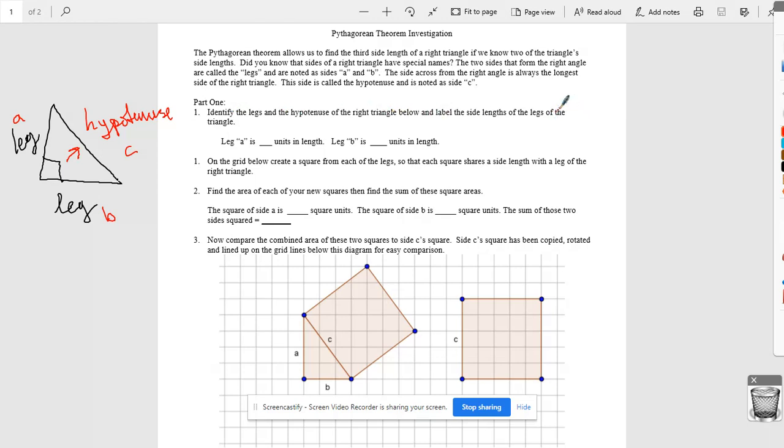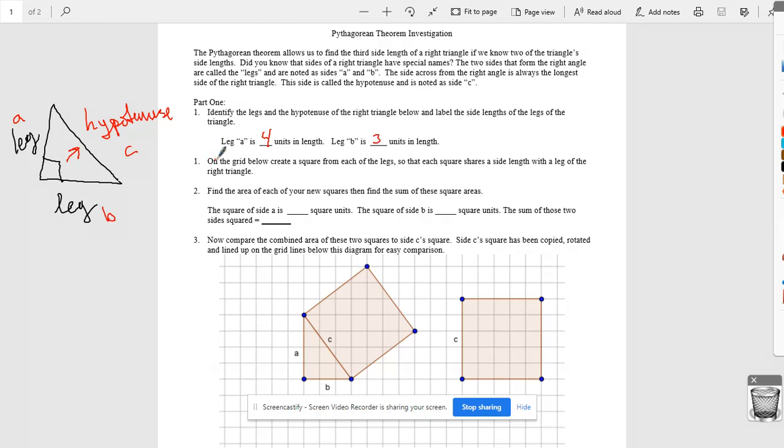So part one, identify the legs and the hypotenuse of the right triangle below and label its side lengths of the legs of the triangle. So here we would have A and B would be our legs. So leg A is 1, 2, 3, 4 units in length. Part B, 1, 2, 3, leg B is 3 units in length.